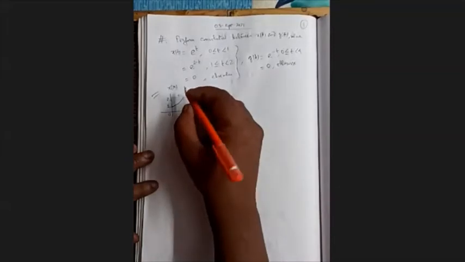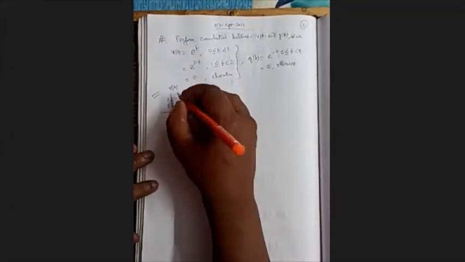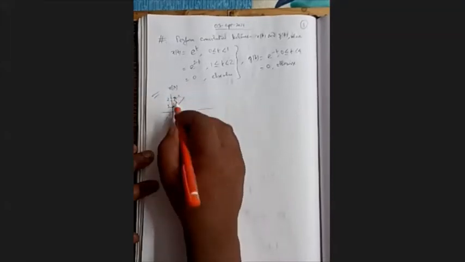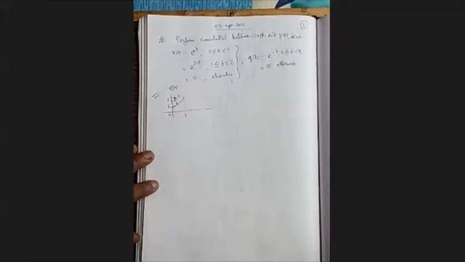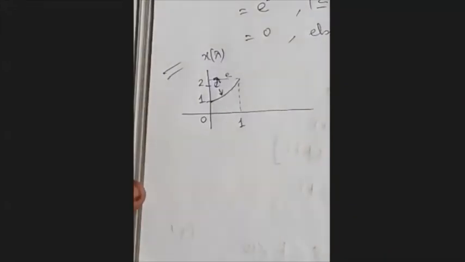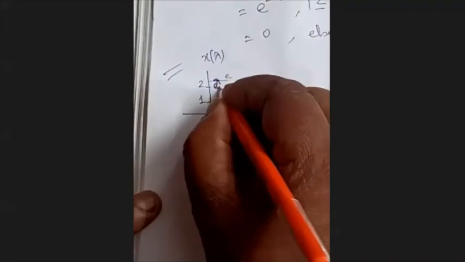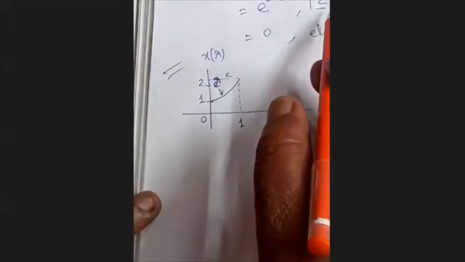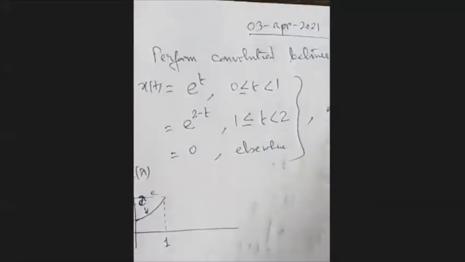Okay, and that graph is e to the power lambda. And then e to the power 2 minus t between 1 and 2.